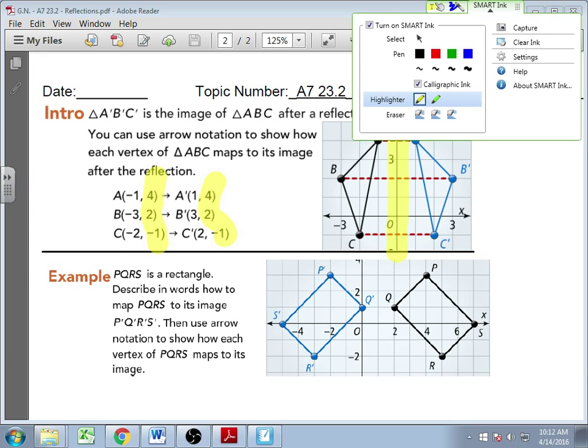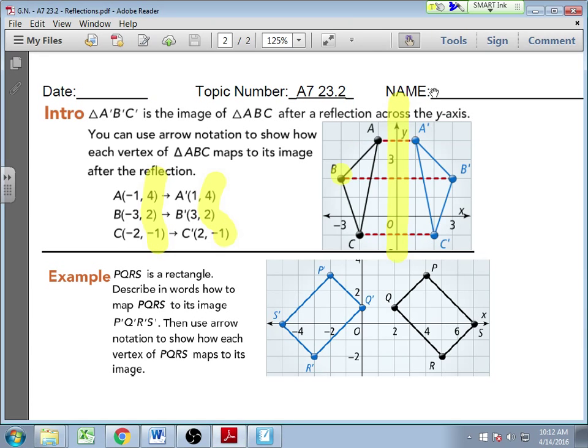What happens to my x values from my original? What happens from my original to my prime? From -1 to 1, -3 to 3, and -2 to 2. Peyton? So you could say the x values are the blank of what they started with. You couldn't just say positive, because what if I crossed the axis? How do you compare positive to negative? Those are blank values.